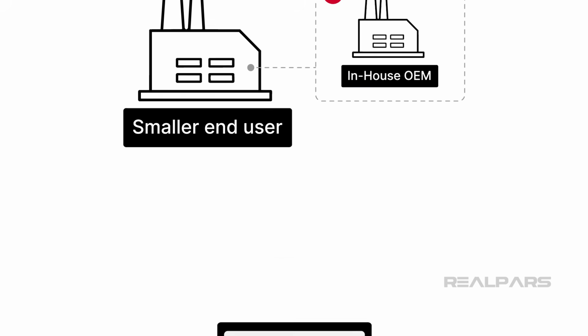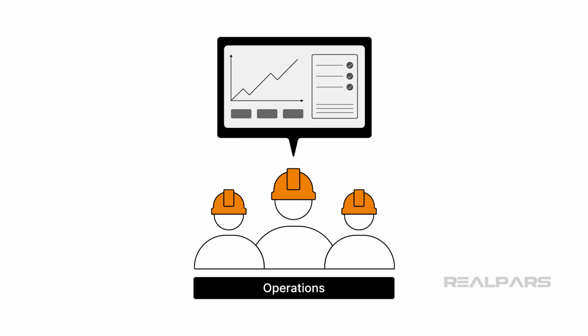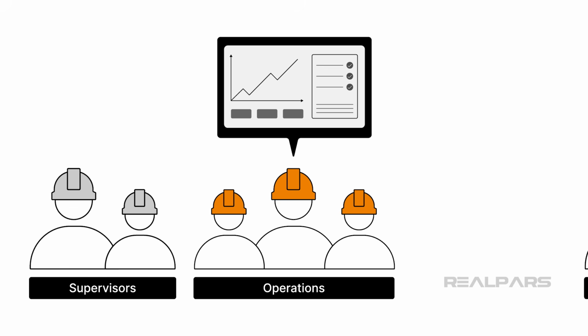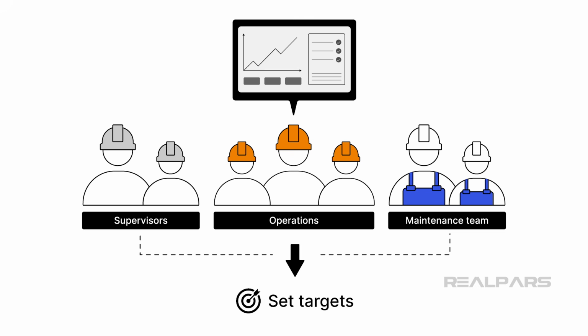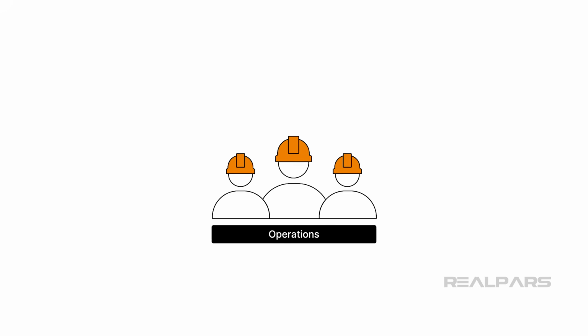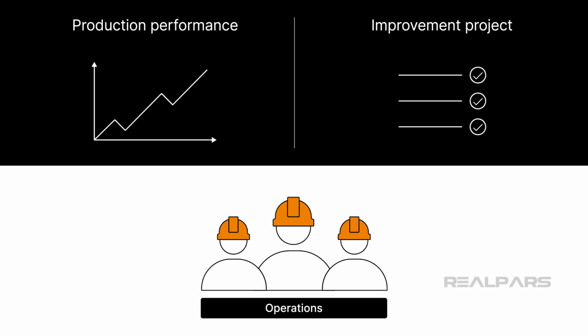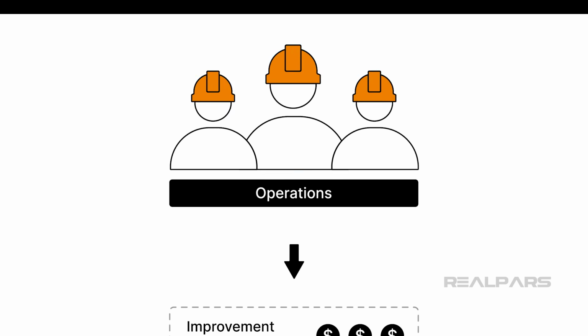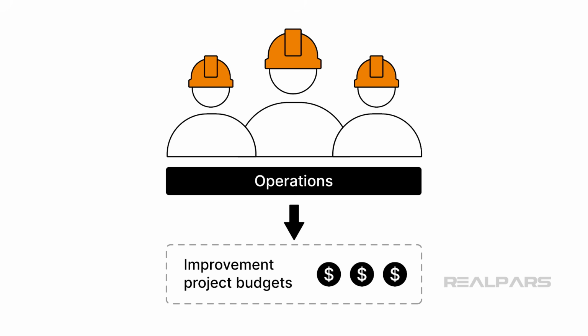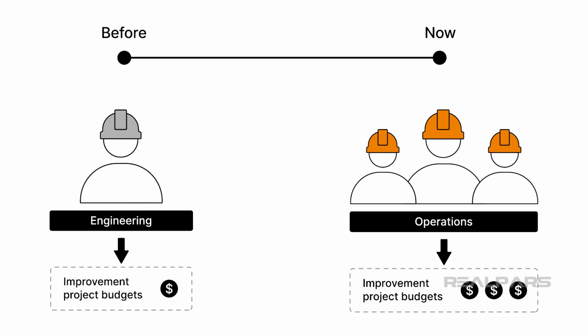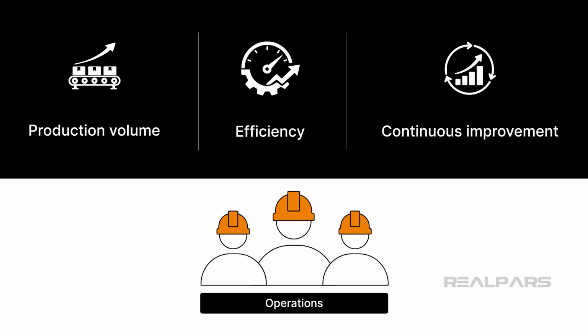The operations team oversees production and makes sure lines run smoothly and efficiently. They work closely with supervisors and maintenance to plan work, set targets, and meet quality standards. They also analyze production data to manage productivity improvement projects. In many facilities, operations teams now hold increasing budget authority over improvement projects, which is shifting more decision-making away from engineering and toward operations. Operations teams' performance is measured on production volume, efficiency, and continuous improvement targets.